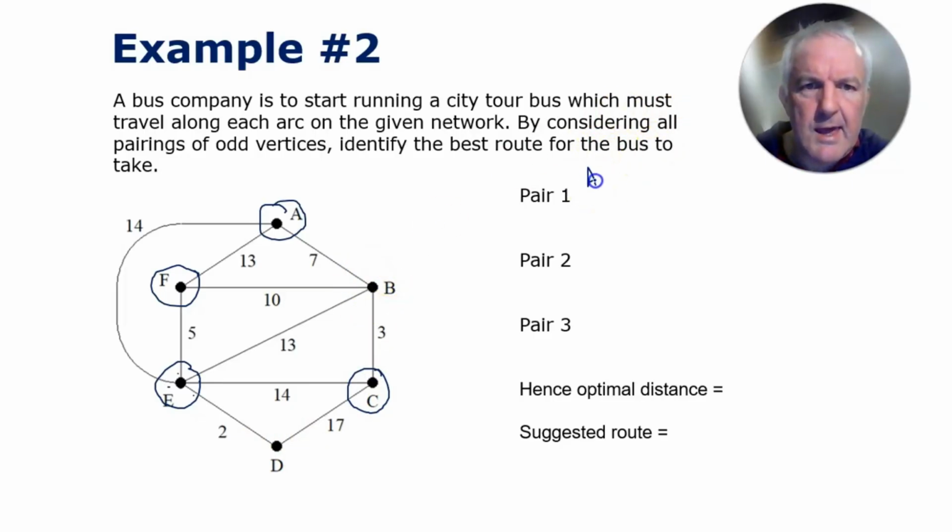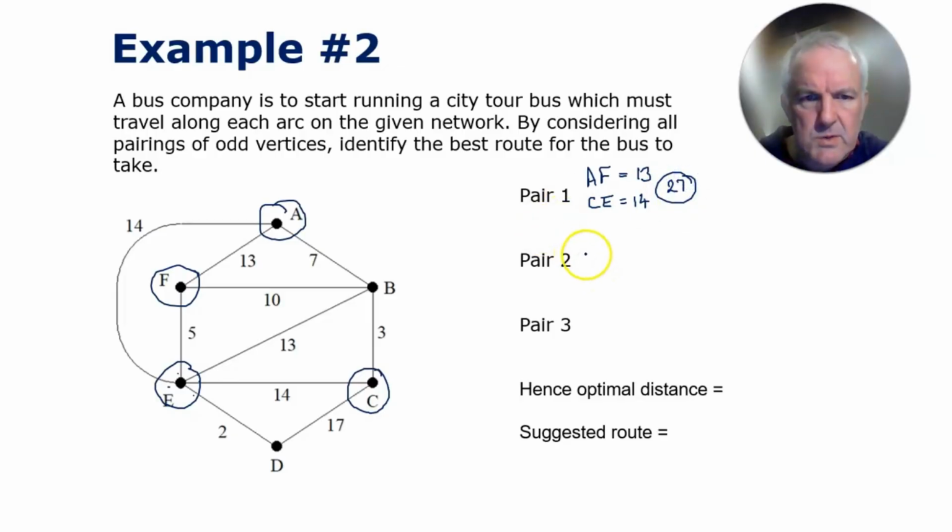So I'm going to put A and F first of all, and I'm going to go C to E. So they are my odd pairings. A to F looks obviously 13, doesn't seem to be an obvious alternative. And C to E, I can't beat 14, the obvious route, so that makes 27.